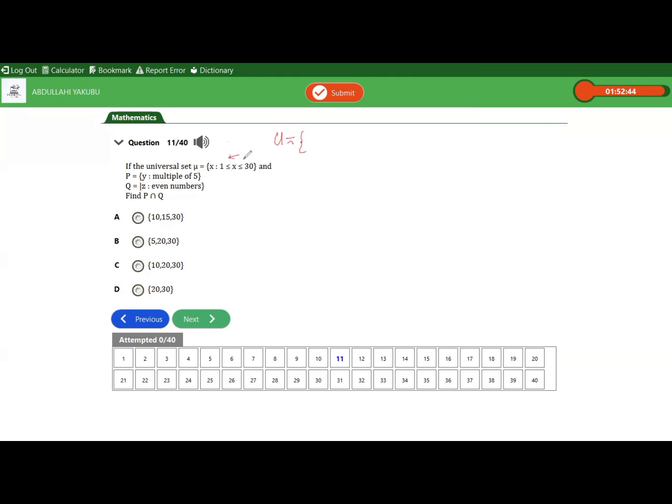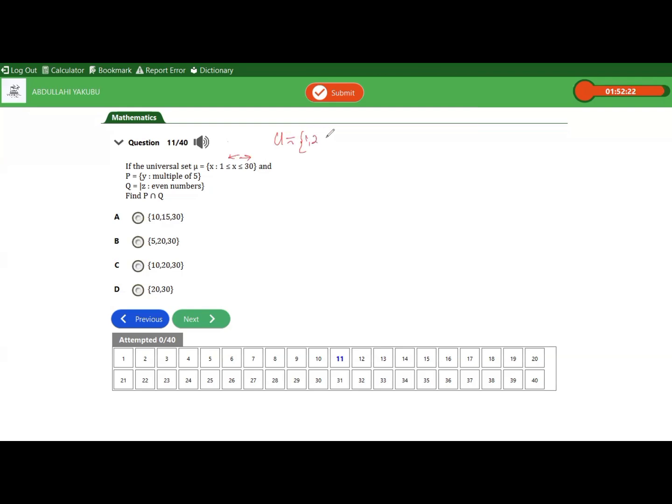And if you look at it from this angle, this is x less than or equal to 30. That is to say, the maximum is 30. Is it understood now? If they say less than 30, the maximum should be 29 or thereabout. So here now, x is greater than or equal to 1, but less than or equal to 30. So we start from 1.